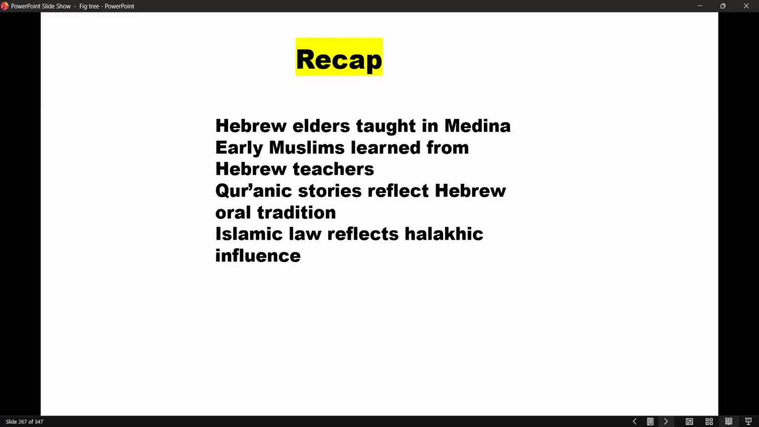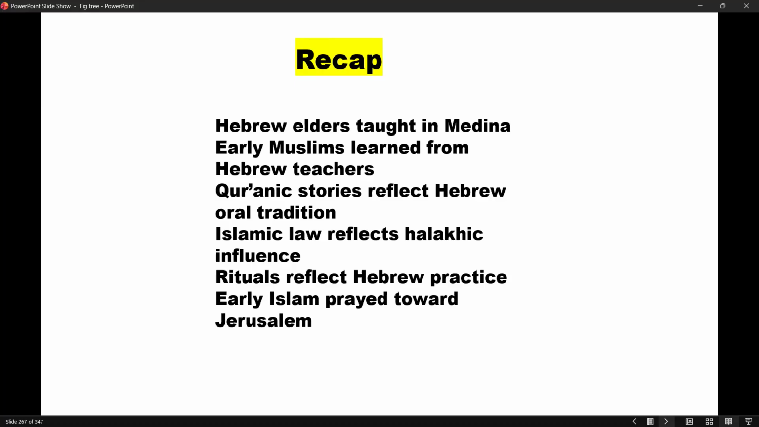Islamic law reflects halakhic influence. Rituals reflect Hebrew practice. They do. Early Islam prayed toward Jerusalem. I've seen everything, I'm reading it. I got a Quran here now. Then they'll say, well, the Quran is the pure word. Okay, but you got two different versions. One is the Ali version. That's what I got here, and it's another one. But that's been so many years ago.